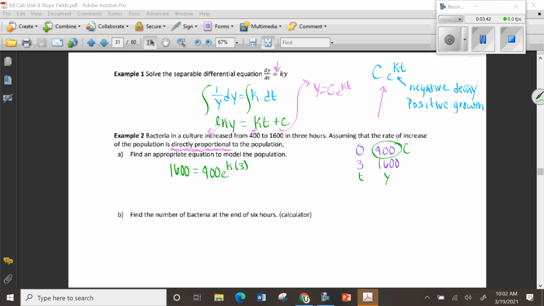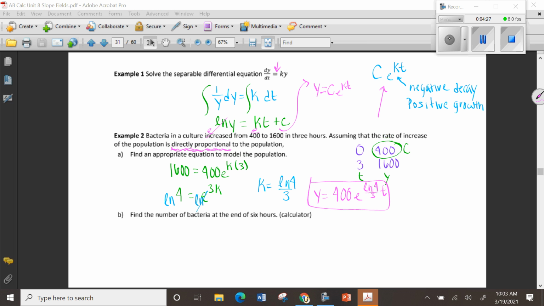So you're going to take a minute here to solve for K. All right, we're going to divide the 400 off, so we're going to get 4 equals E3K, and we're going to have to clear E with ln. That's going to clear it, and divide the 3 off, so K is equal to ln4 divided by 3, which means to write this equation, I can put K back in. I have y equals 400 E ln 4 divided by 3t. So that's our equation.